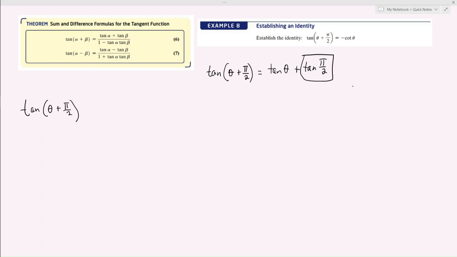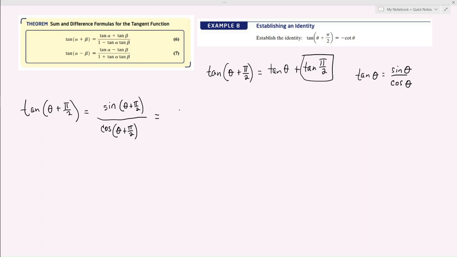But if we take a look and we think of the tangent, remember that one of our identities for the tangent is that tangent theta is equal to sine theta over the cosine theta. So let's see what happens if we rewrite it that way. So this is equal to sine theta plus pi over 2 divided by the cosine theta plus pi over 2. So we're actually not going to use the tangent sum or difference. We're going to use one each of the sine and the cosine.